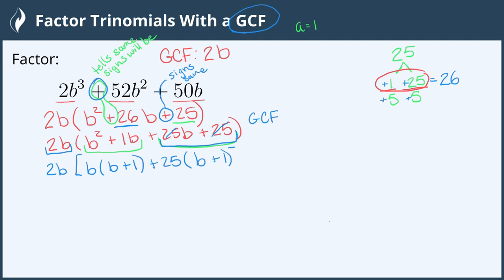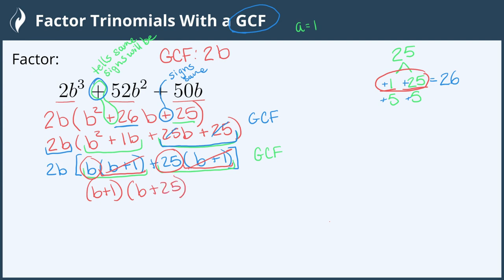And I'm going to give myself a bracket here because that 2b on the outside came from every single term on the inside. So we're saying that it's still on the outside of all of our terms on the inside. Now we're going to factor by grouping again, finding the greatest common factor of these two larger terms here and here. And we can see that b plus 1 is our greatest common factor, the binomial. So we're going to factor out b plus 1, which leaves us with b plus 25.